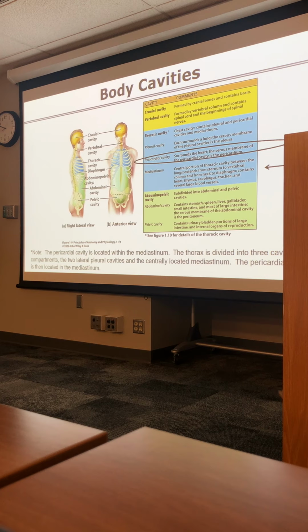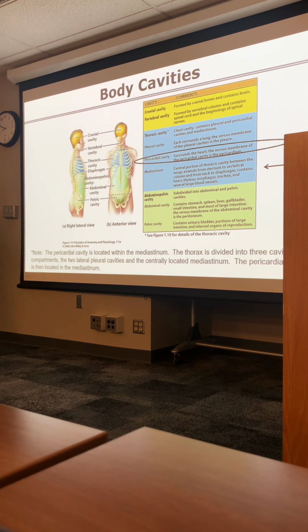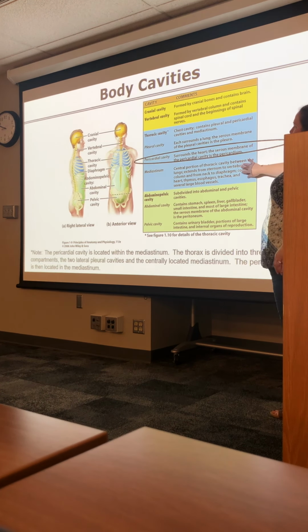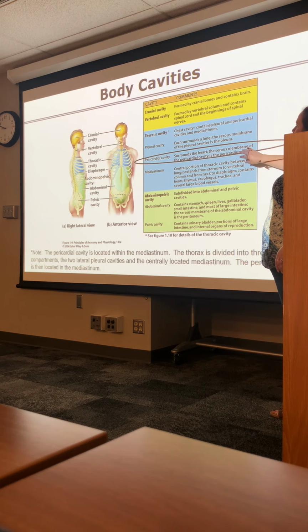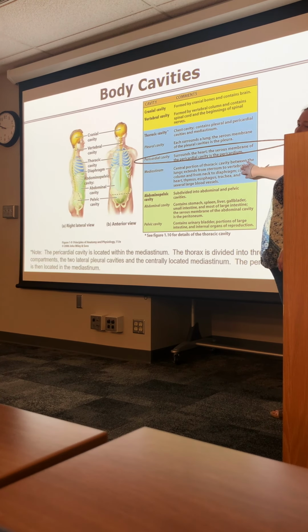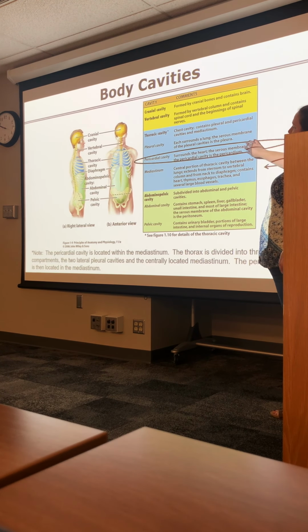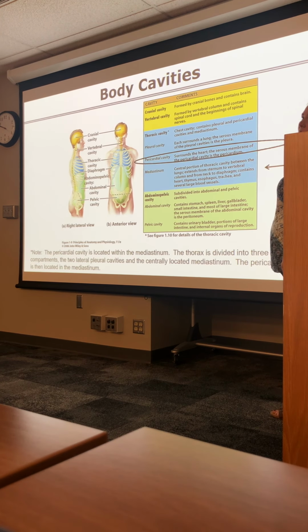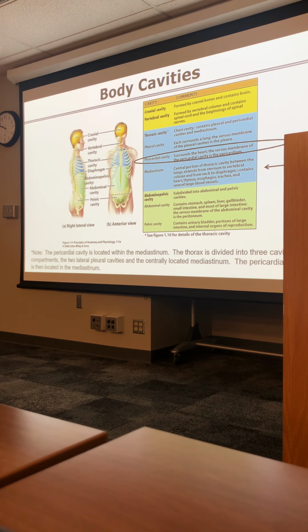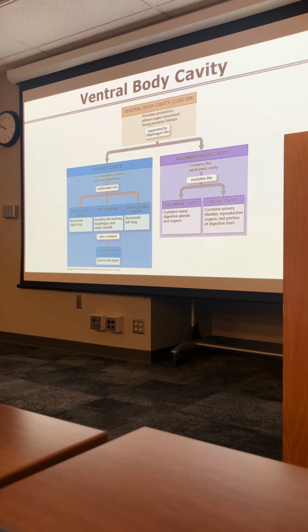And then with the thoracic cavity, you have the two pleural cavities, and then centrally you have the mediastinum. Now they made an error in that they said the pericardial cavity was separate from the mediastinum. It's not. Pericardial cavity is part of the mediastinum, and so make sure you're aware of that. And if you like flow charts, this does the exact same thing as well, and it shows you the different divisions and subdivisions associated with it.